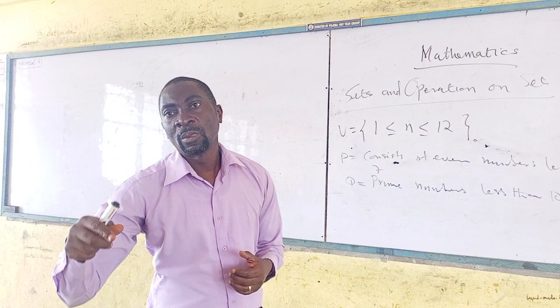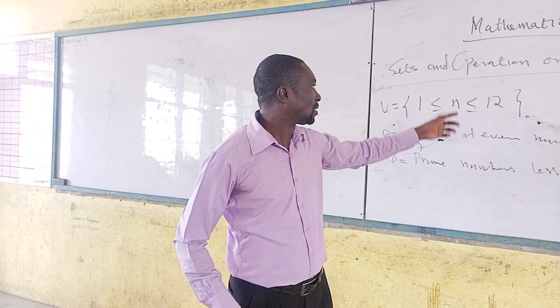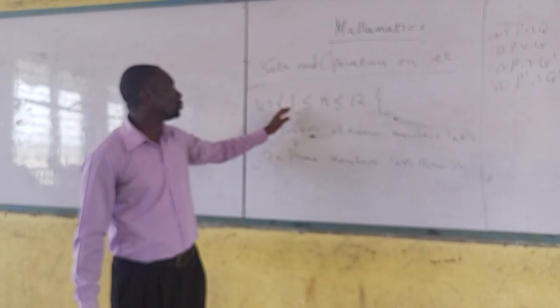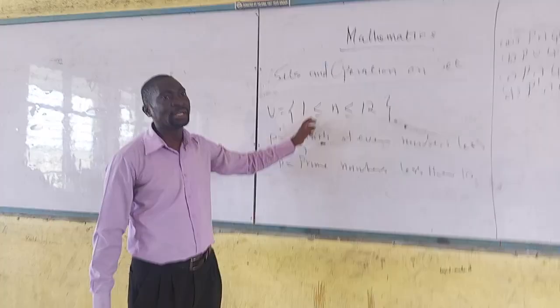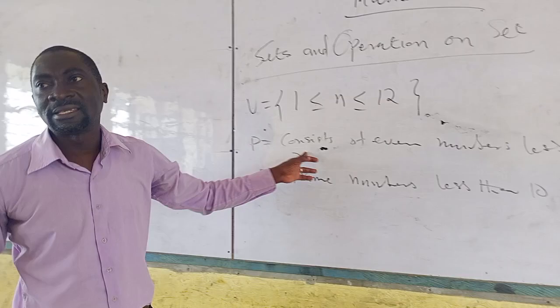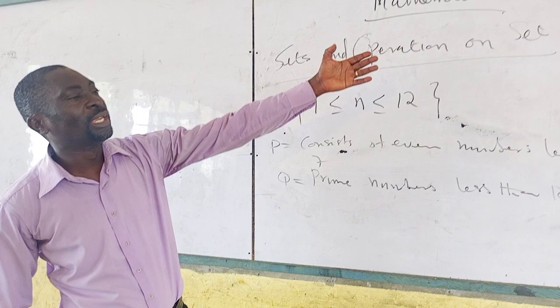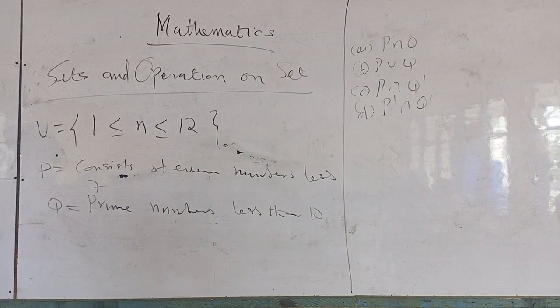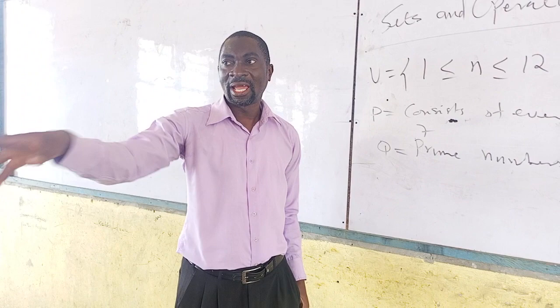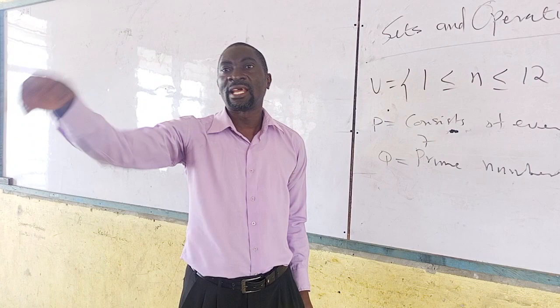By the end of the lesson, you will be able to state the union of a set, intersection of a set, and complement of a set. We have our universal set as n greater than or equal to 1 but less than or equal to 12. P consists of even numbers less than 7, and Q is prime numbers less than 10. We have to find P intersection Q, P union Q, P intersection Q complement, and P complement intersection Q complement. By the end, you should be able to state the complement, union, and intersection of a set. So let's begin.